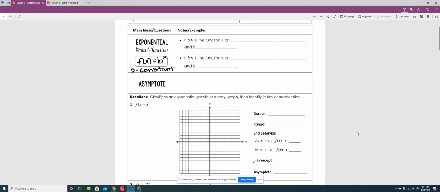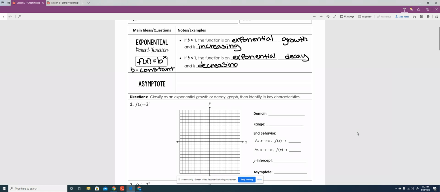Now we can have what we call increasing or decreasing exponential functions. If b is greater than 1, then it is called exponential growth, and it is increasing. And if b is less than 1, then it is exponential decay, and it is decreasing.